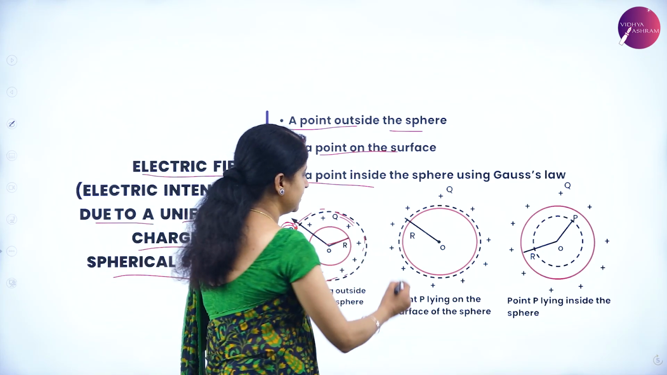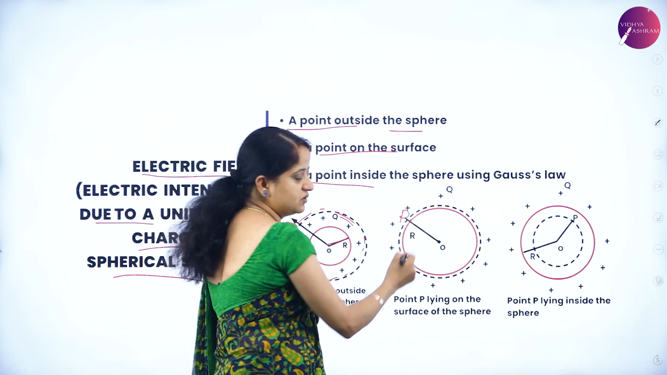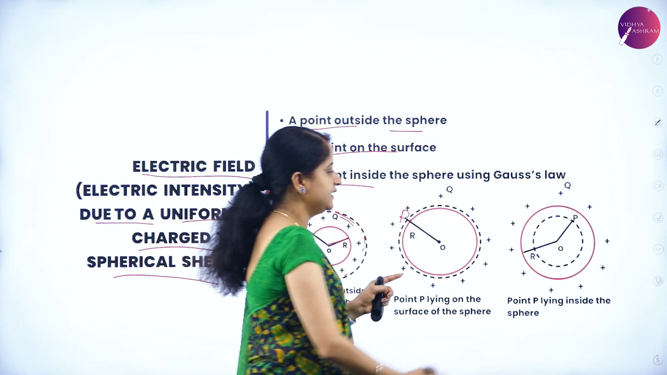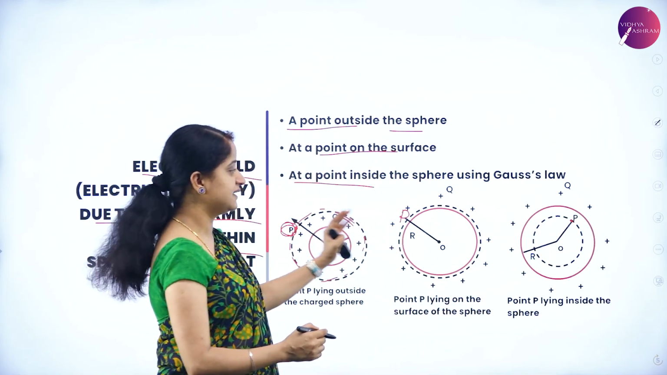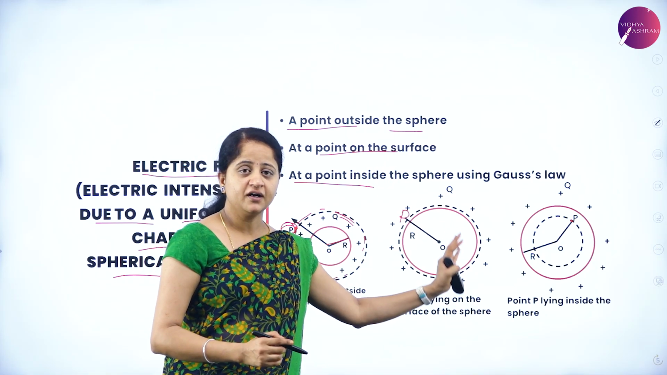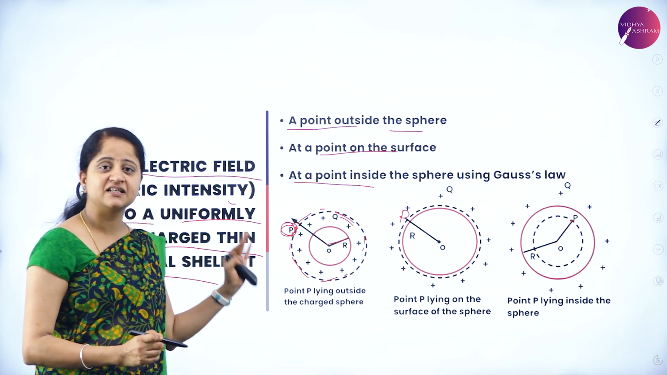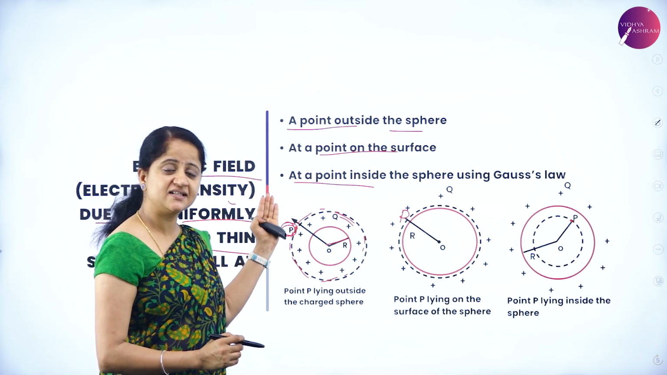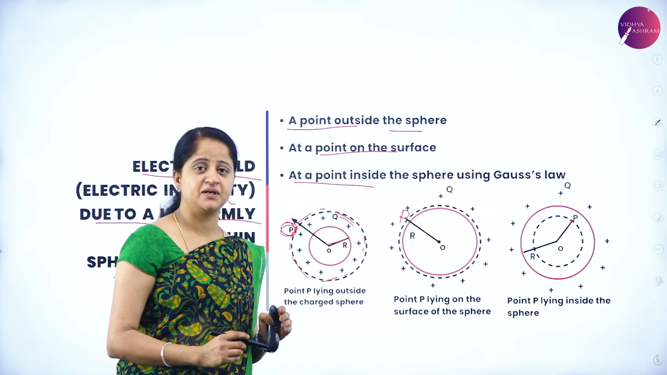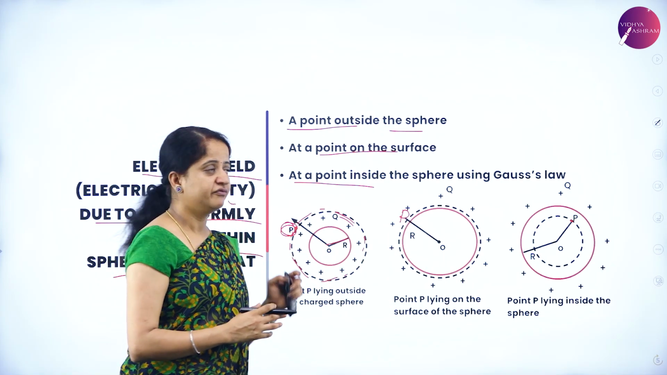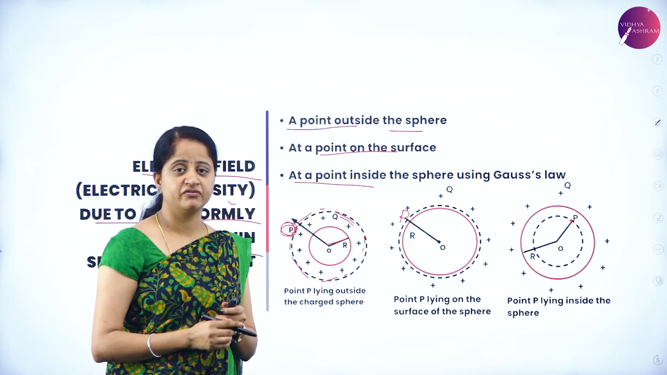But in this case, you can observe here is my point P, on the sphere or just outside the surface I can say. And in this case, P is considered inside the sphere. So, these are the three conditions for a charged sphere where we are finding the electric intensity or electric field outside the charged sphere, on the charged sphere, and inside the charged sphere. With the help of Gauss law, we are going to find the electric intensity. So, this is another application of Gauss law.